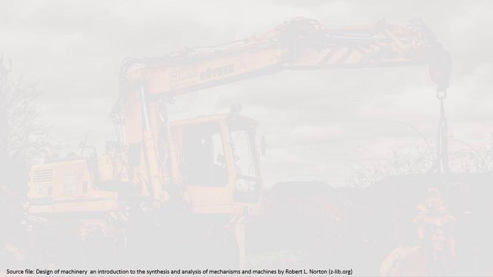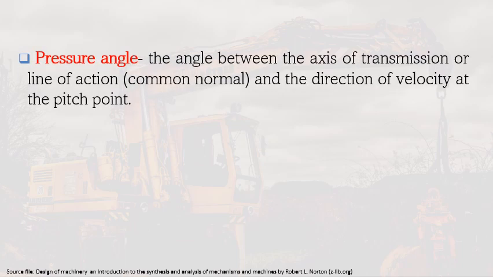The pressure angle, on the other hand, in a gear set is similar to that of the cam and follower as defined previously. It is defined as the angle between the axis of transmission, or line of action, and the direction of velocity at the pitch point. The pressure angles of gear sets are standardized at a few values by the gear manufacturers. The standard values are 14.5 degrees, 20 degrees, and 25 degrees, with 20 degrees being the most commonly used and 14.5 degrees now being considered obsolete.